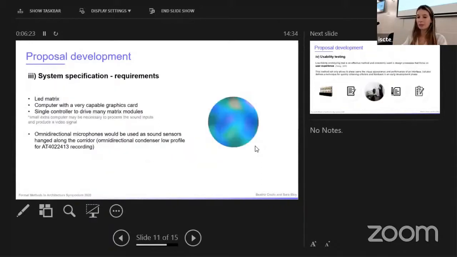About the system's specification, the requirements needed to build the proposal, it should be using a LED matrix. We would need a computer with a very capable graphics card, a controller to drive many matrix models if needed, and another computer to process the sound inputs and to produce the video signal. For the sound sensor, we should use omnidirectional microphones, and they are placed along the corridor.